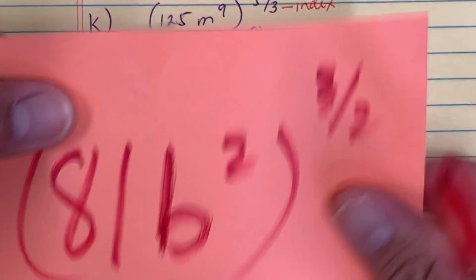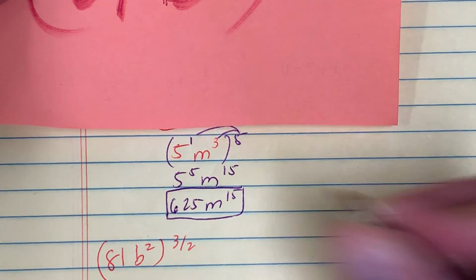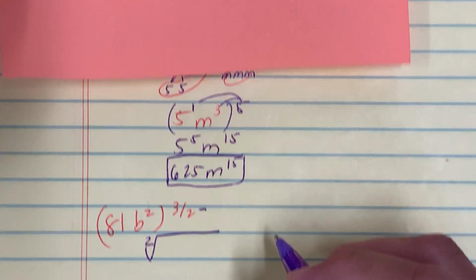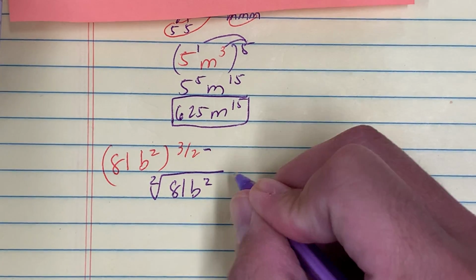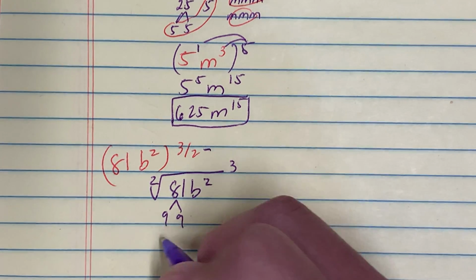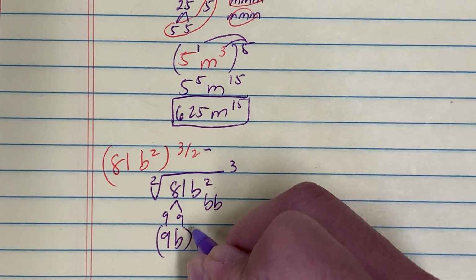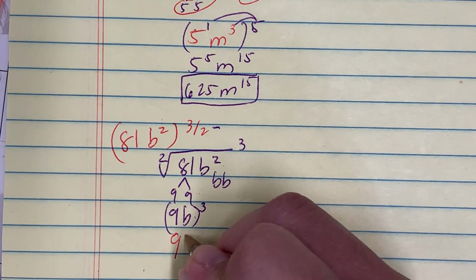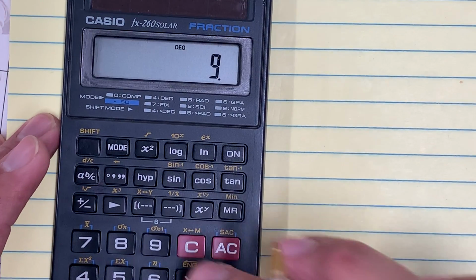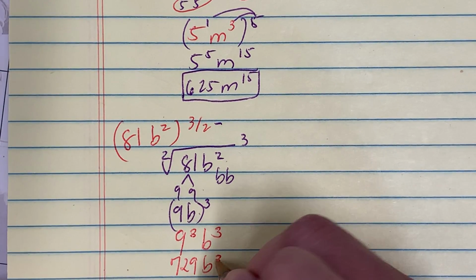Next, let's make it quick here. 81 b squared to the 3/2. So that's the index, so that means the square root. There's an imaginary 2 there, and then this is 81 b squared to the third power. This will give me 9 and 9, so that will give me a 9 there, and b with a third power. What's 9 to the third? Using our calculator, 9 times 9 times 9 is 729 b to the third power.